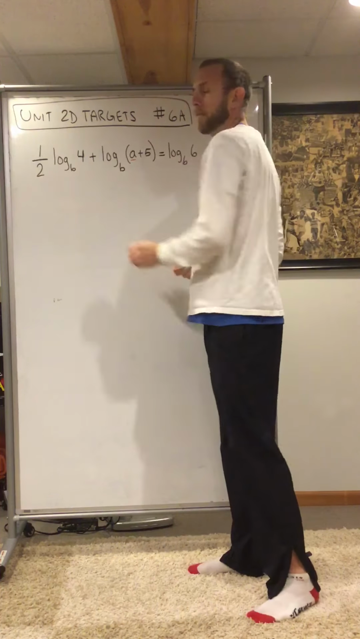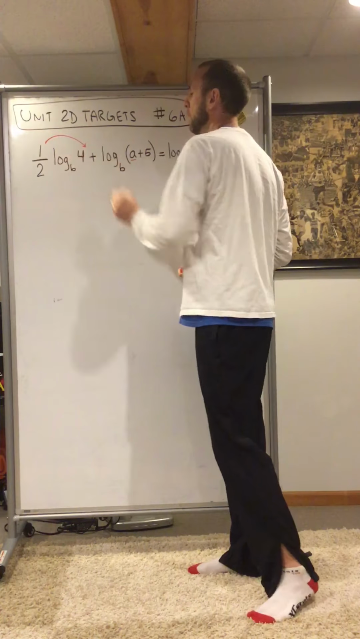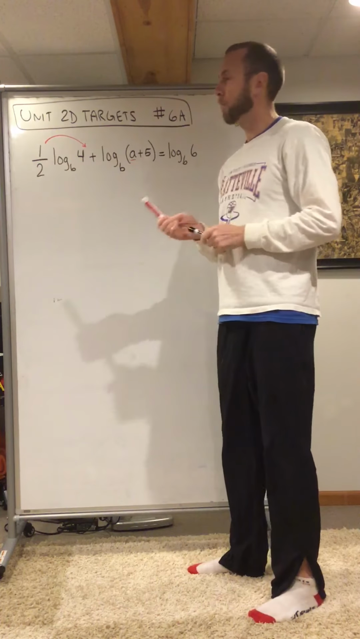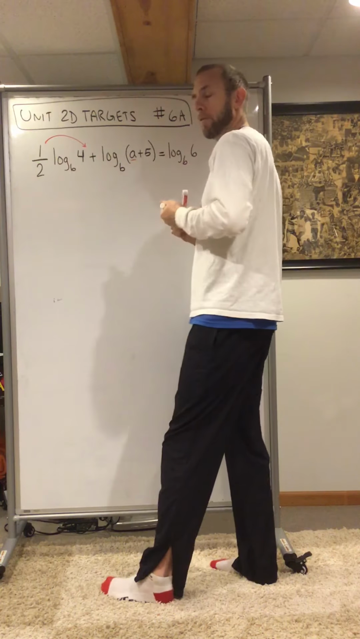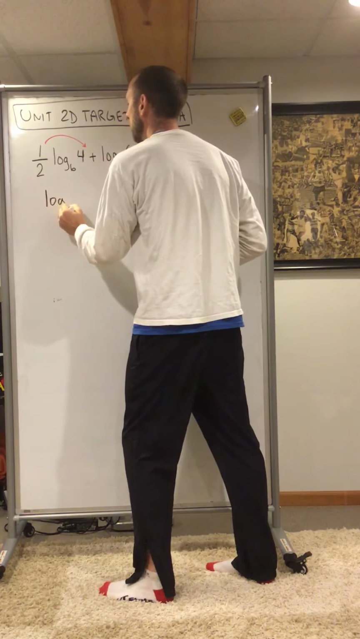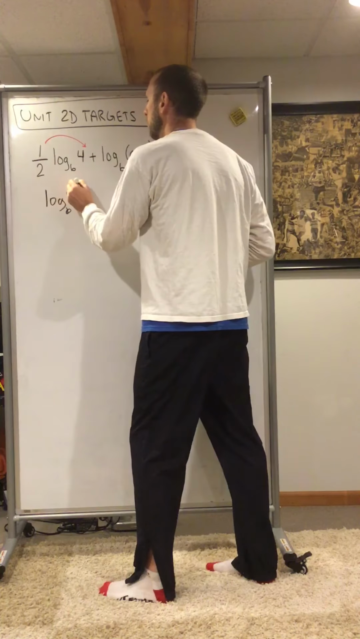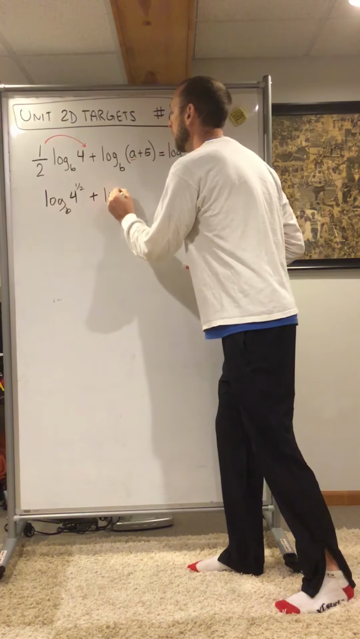Okay, so the first thing I'm going to do when I'm condensing, I'm going to take this 1/2 that's a coefficient, and I'm going to move it to the exponent of the argument. Okay, so this log base b of 4 is now going to become log base b of 4 raised to the 1/2 power. Now I'm going to leave everything else the same, so I'm going to rewrite it.